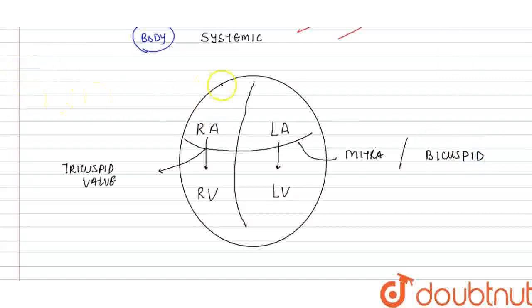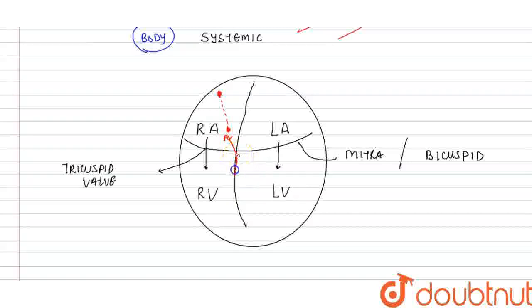So the SA node will generate the electric potential and it will transfer to the AV node. It will transfer to the AV bundle and then the AV node. Now this AV node, what will happen? It will transfer to the muscular fibers that are present in the ventricle area.